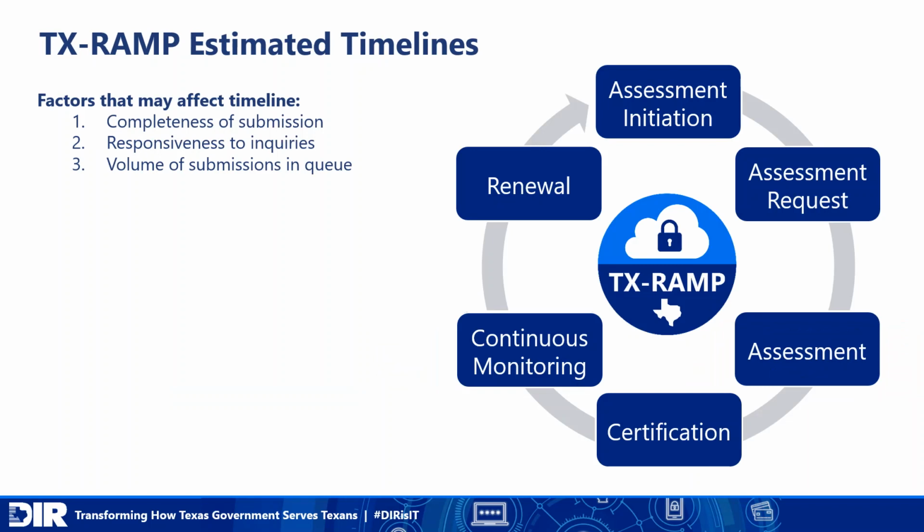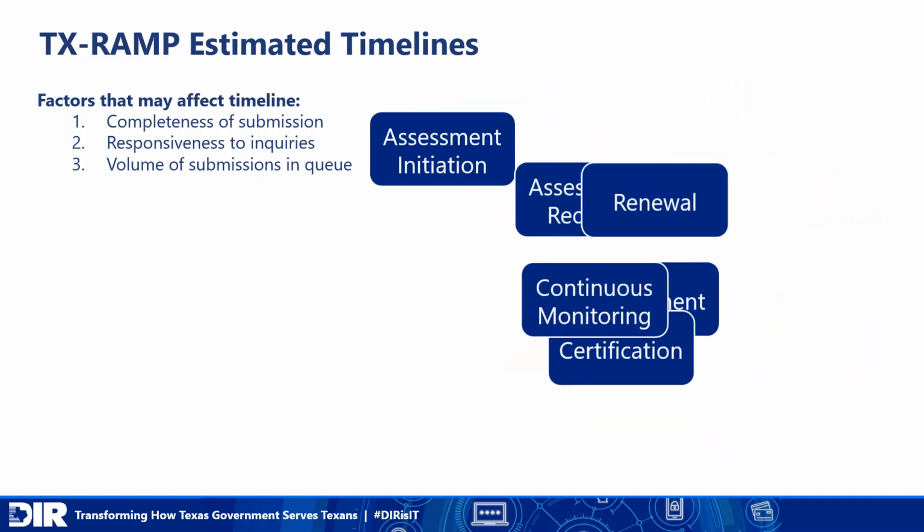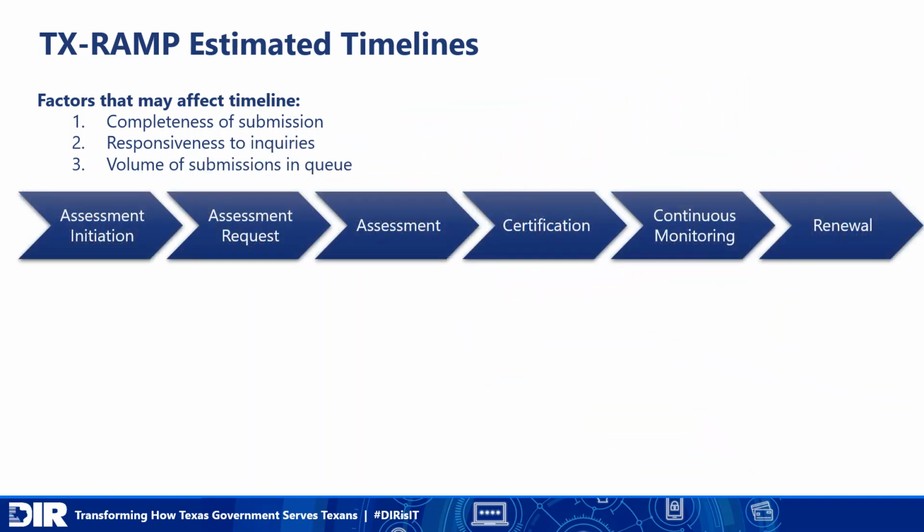Now let's talk a little bit about estimated timelines at a high level, just so that you get an idea of how to plan for this. Of course, there are always going to be variables that come into play that may affect these timelines, so these are only estimates to help you plan. Some of the larger factors include completeness of submission, the responsiveness of inquiries assessors may have, and the volume of submissions in queue ahead of your submission. So let's look at the timeline for these different steps.